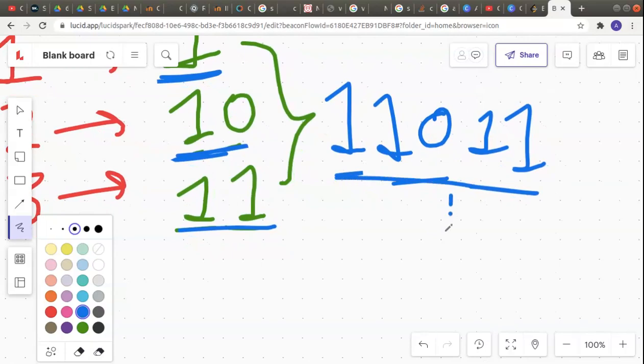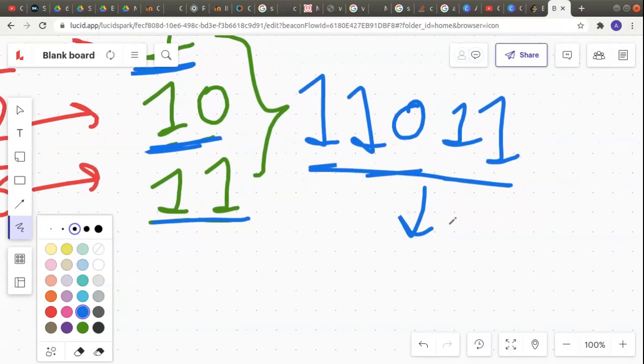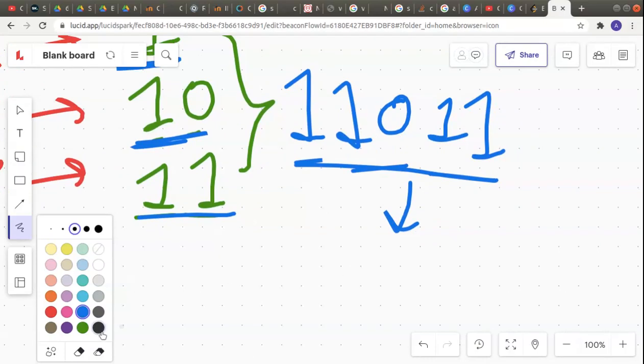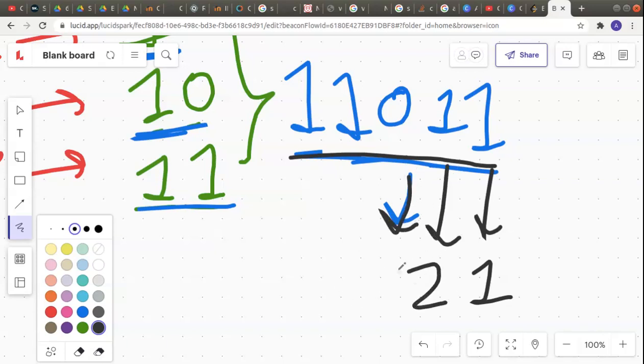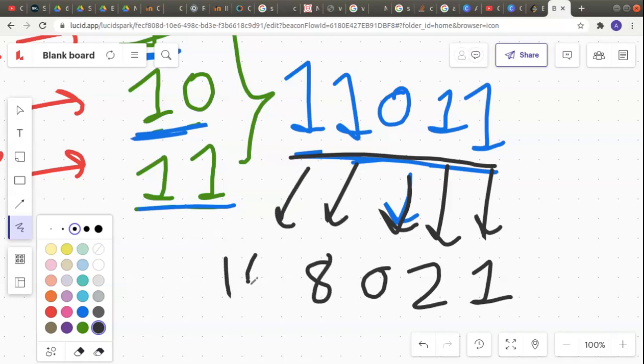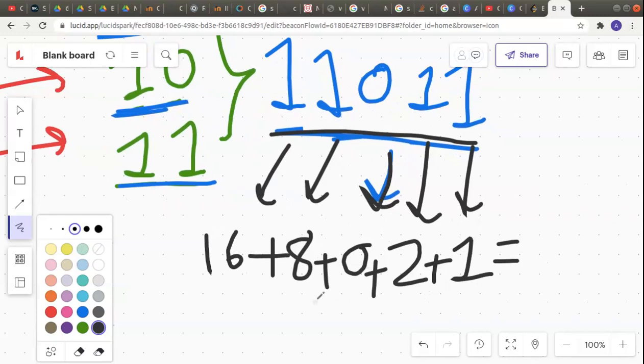Now I have to convert the binary representation of this to the decimal representation. So how do I do that? What is this in decimal format? This is 2 power 0 into 1, which is just 1. This is 2 power 1 into 1, which is just 2. And this is 2 power 2 into 0, so that is just 0. This is 2 power 3 into 1, so that is 8. This is 2 power 4 into 1, that is 16. I have to add all of these together, and this is equal to 27. 16 plus 8 is 24, 24 plus 2 is 26, 26 plus 1 is 27.